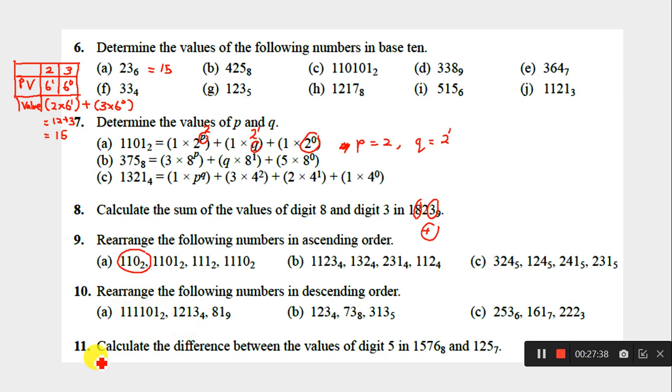Calculate the difference. Question number 11. Calculate the difference between the values of digit 5. So you have to calculate the value of digit 5 of this number and digit 5 of this number. Then you calculate the difference. Means you minus. Alright.